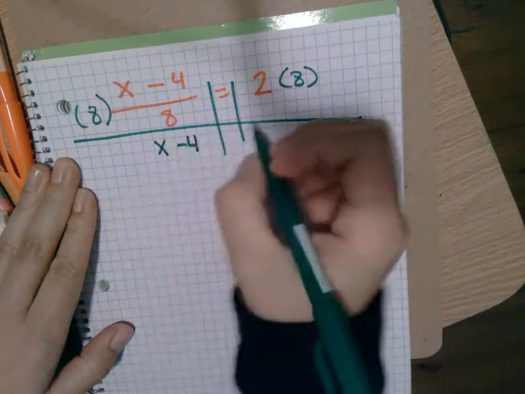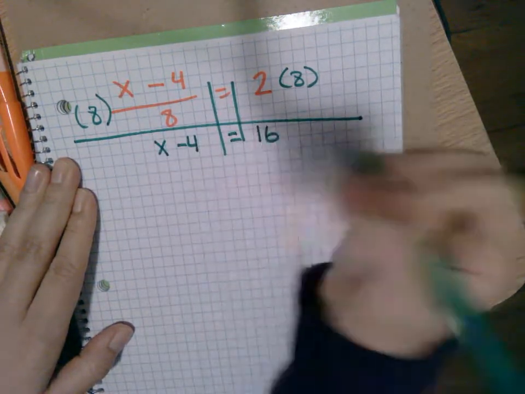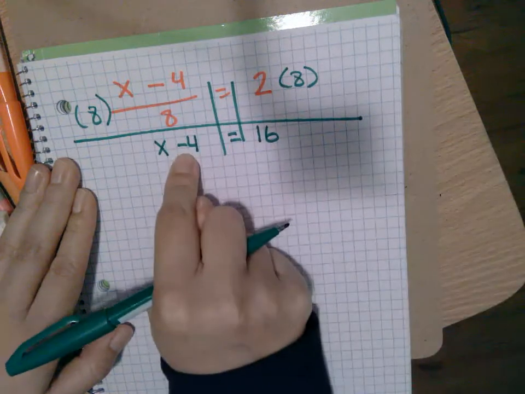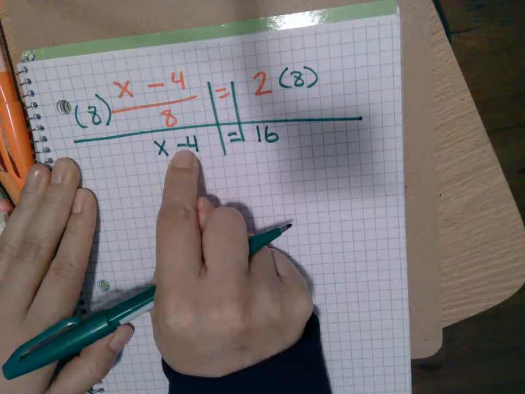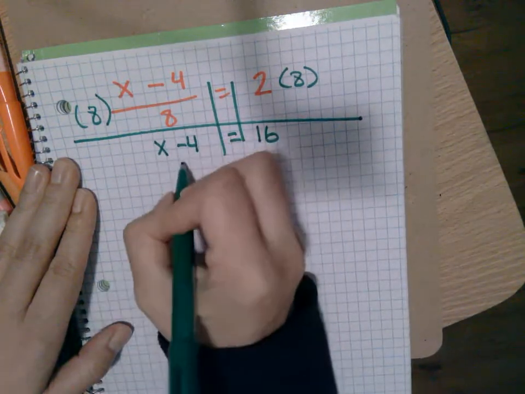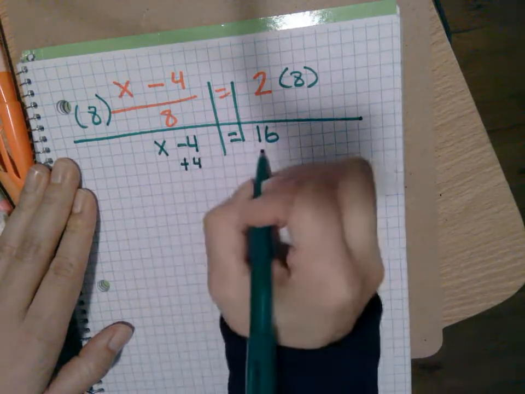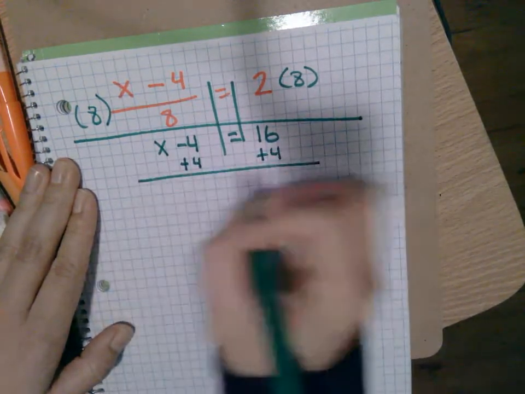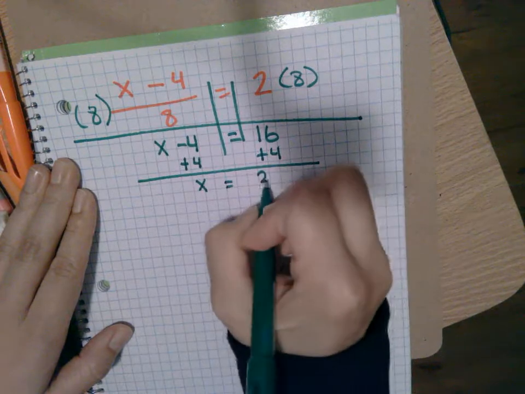X minus 4 is equal to 16. Then I'm going to move the 4. Right here it says minus 4. So I'm going to add 4. And x equals 20.